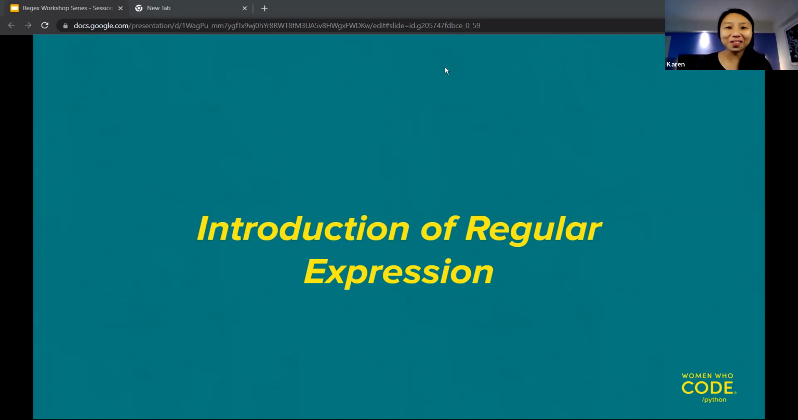So let's start with regular expression. A question for you all: have you heard of regular expression? If yes, what do you know about it? And if not, what do you picture regular expression as? I just want to get a hint of how everyone knows about regular expression.